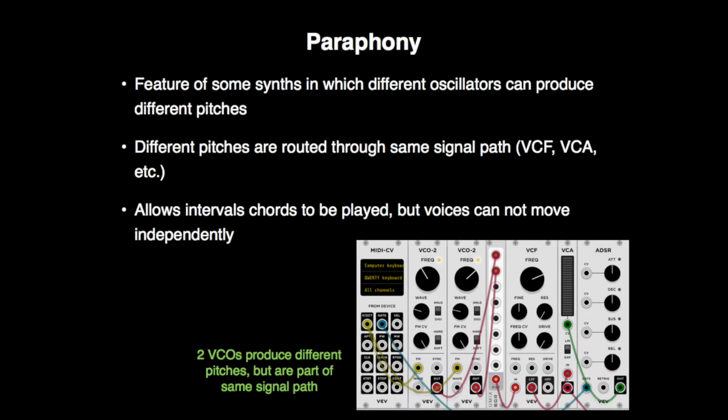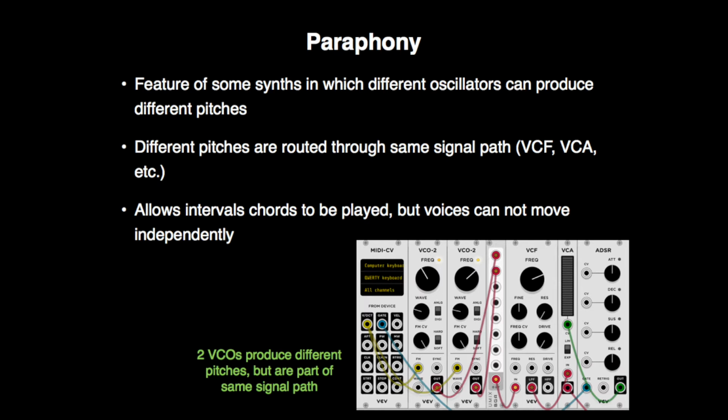So let's start by talking about paraphony. Paraphony is a feature of some synthesizers in which different oscillators can produce different pitches. So we could do this on the MS-20. We could tune VCO1 to one pitch, tune VCO2 to another pitch, and then effectively we have an interval. Whenever we press a key on the keyboard, we can get two different pitches sounding simultaneously.